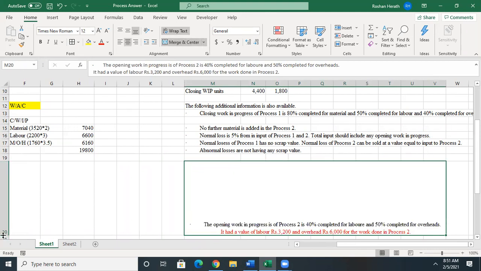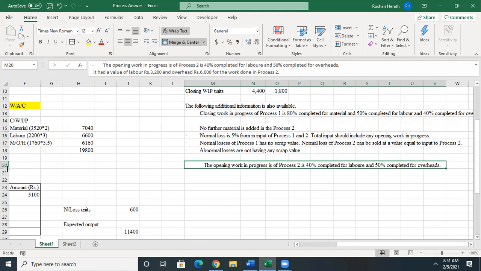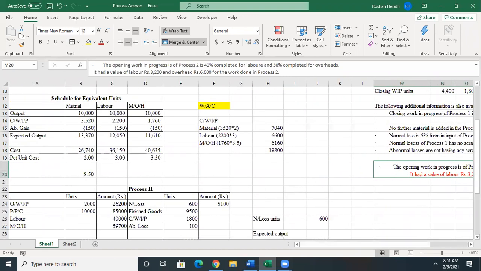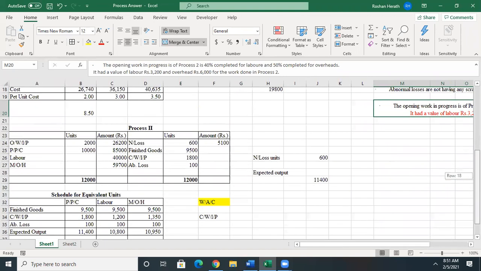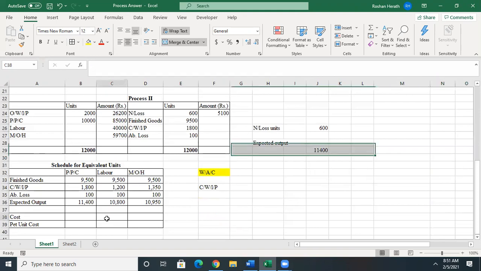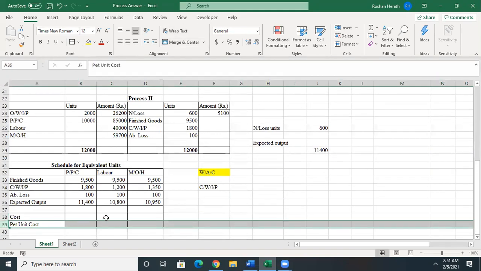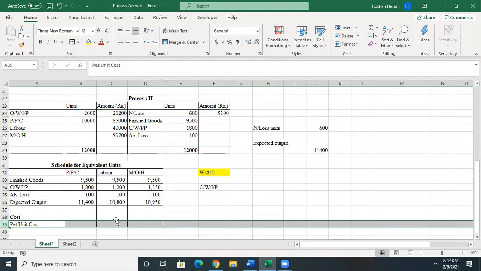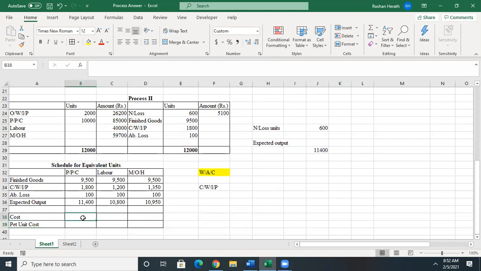So what I have highlighted in red is going to be the key information. This is the key information if you are to use the weighted average method. So here it made it explicit. It says that that is 3,200. So when you are going to get the cost here, you need to add both.